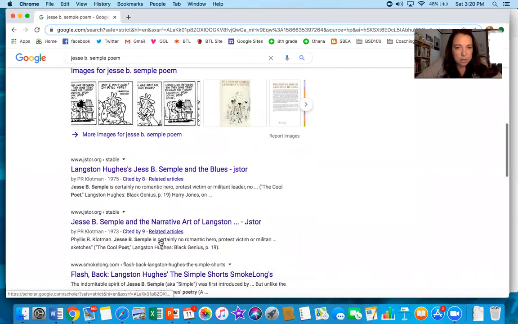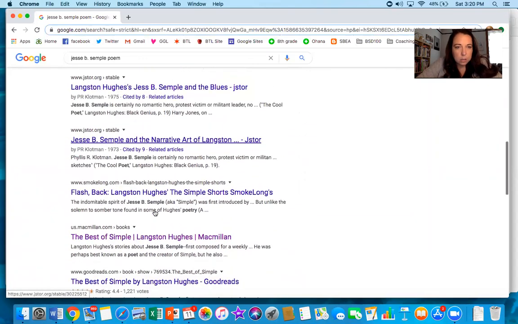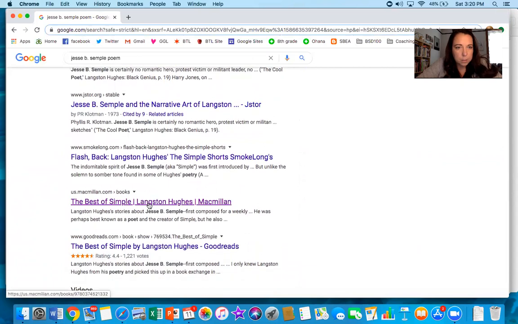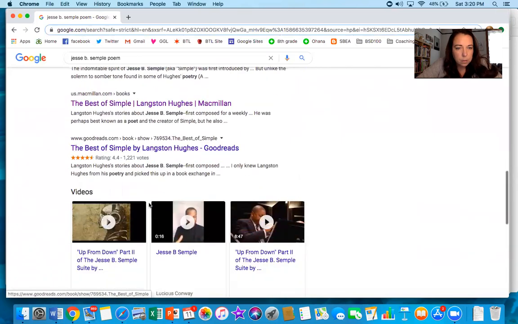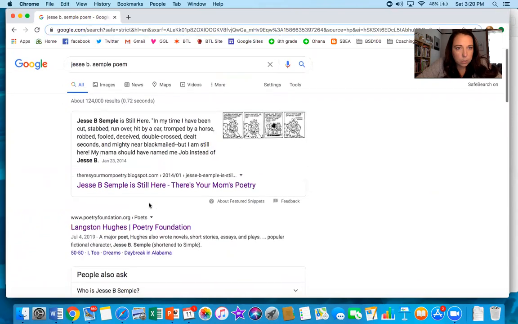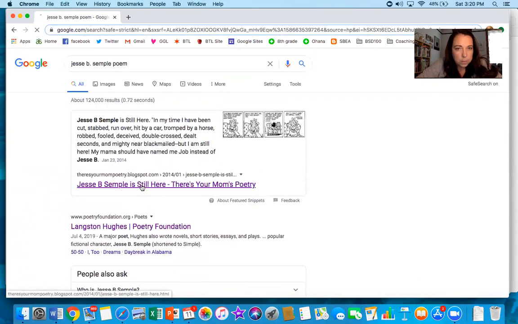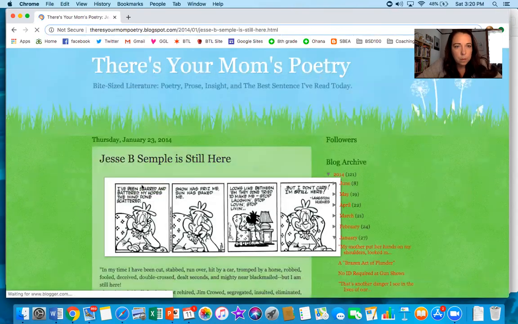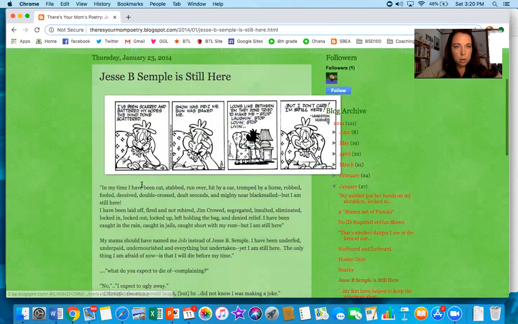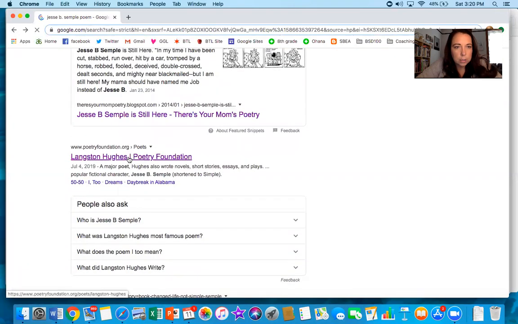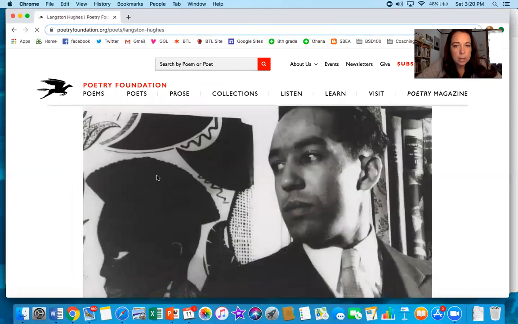Jesse B. Simple and the Narrative Art of Langston, Best of Simple. Let's see what this guy is. All right, so there's a comic there. Not really sure. Let's see what the Poetry Foundation says.